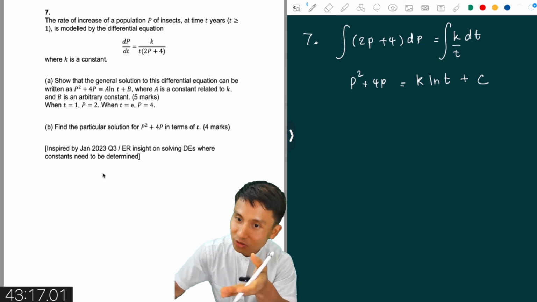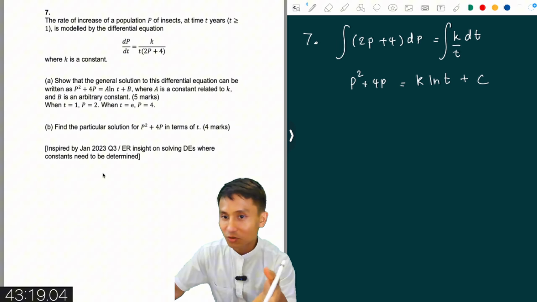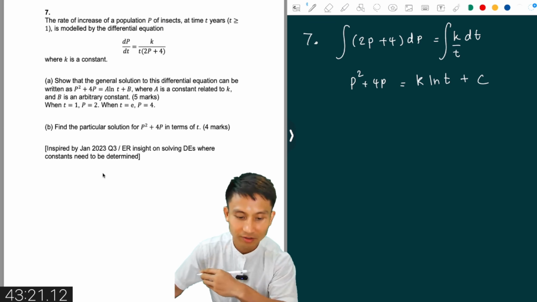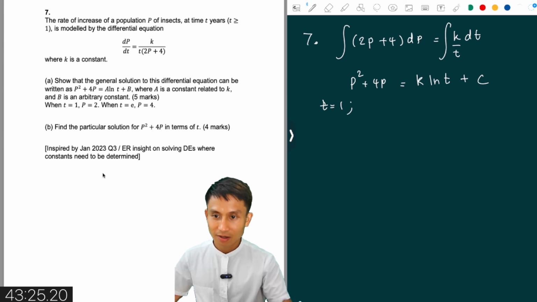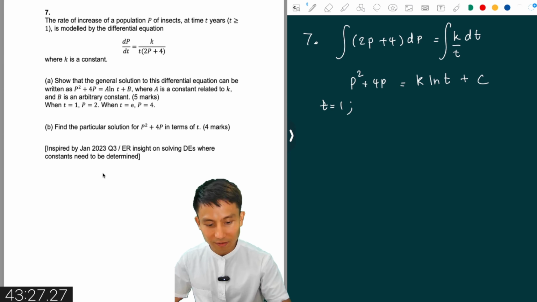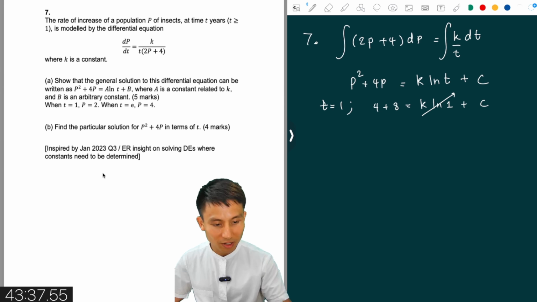Now, it tells you also when t equals 1, p equals 2, and when t equals e, p equals 4. So we're going to use both. When t equals 1, p equals 2, so 2 squared is 4, plus 2 times 4 is 8, equals k ln 1 plus c. So ln 1 goes away, becomes 0, so that gives us c equals 12. And we're going to use that c equals 12 on the other one.